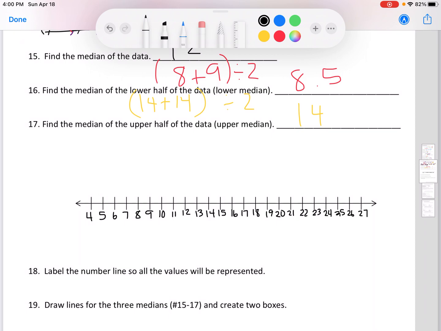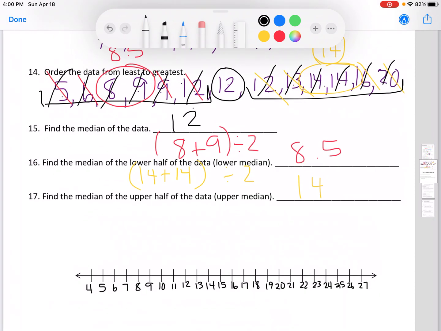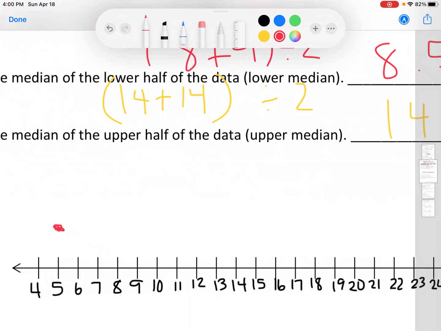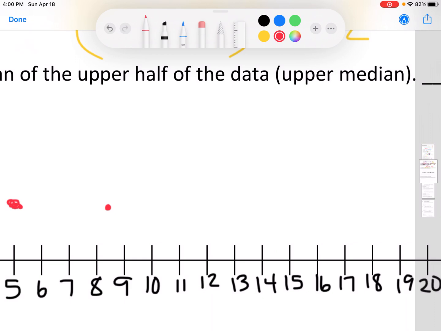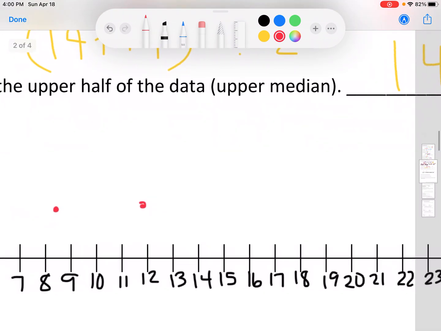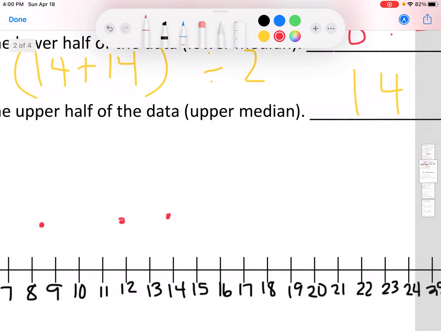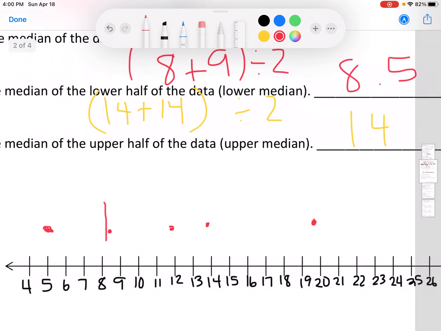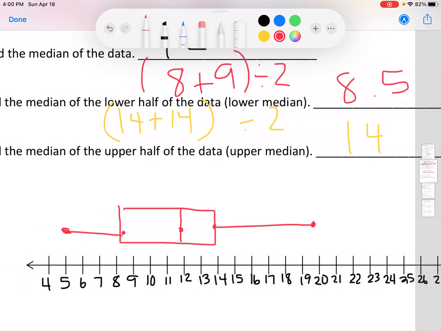Then I'm going to plot the 5 number summary. So that's my minimum, which would be at 5. I need to plot my first quartile, which would be 8.5. I need to plot my median, which is 12. I need to plot my upper quartile or my third quartile, and I get 14. And then I need to do my maximum or my upper extreme. So then I draw a box around my 3 middle dots, draw a line through the median, and then I connect my whiskers out.